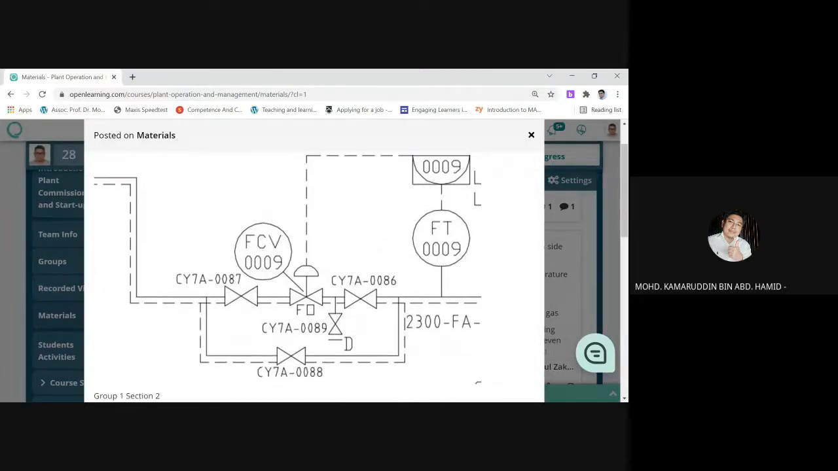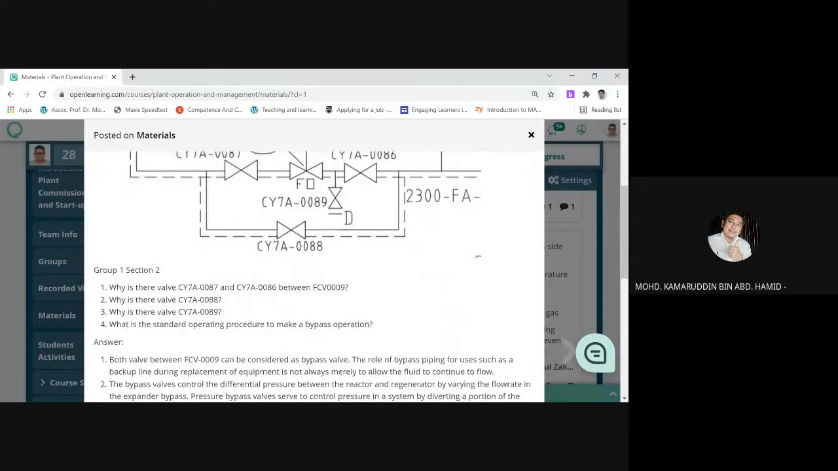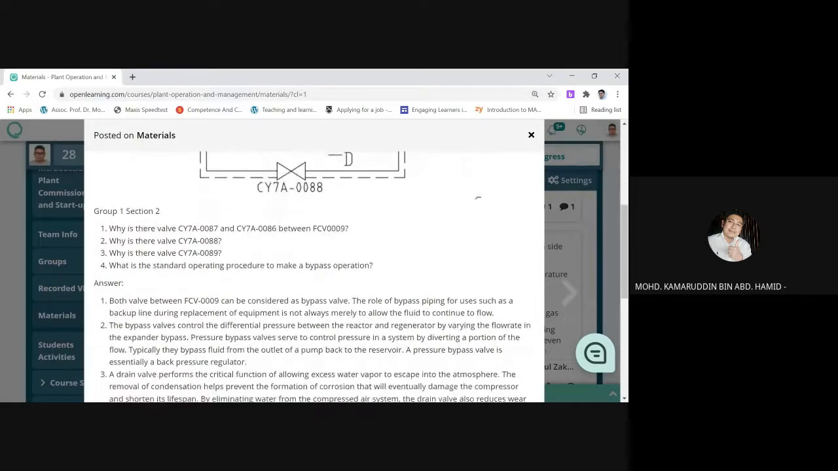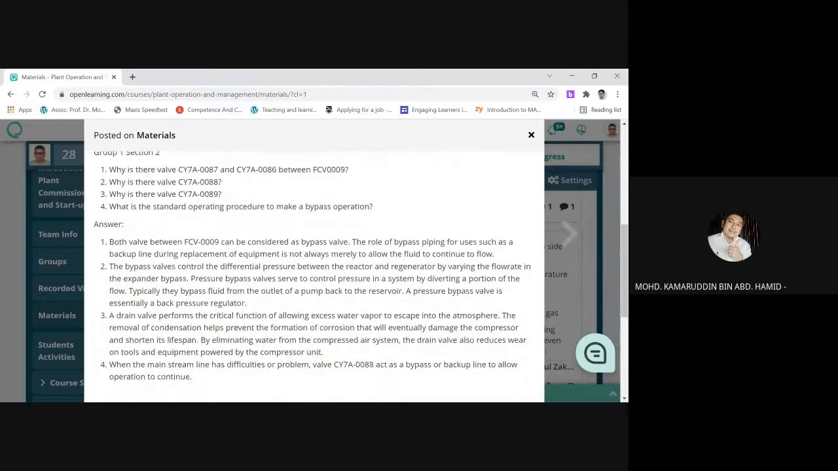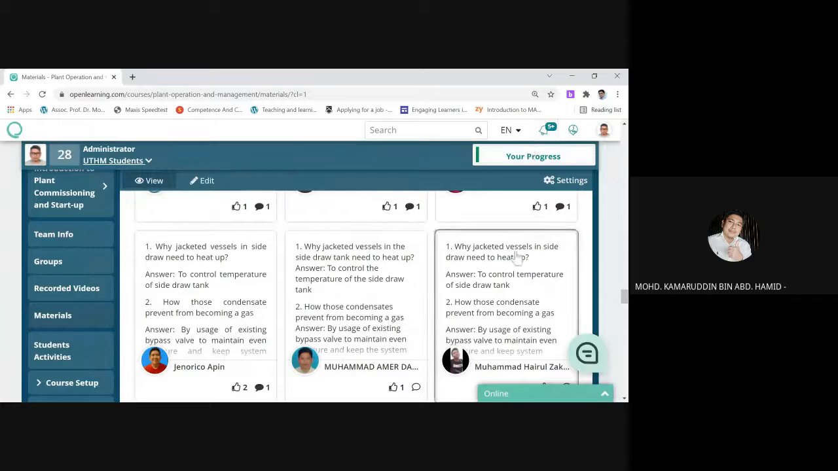Sufi, this is okay, lebih kurang sama juga. What is the standard operating procedure? Okay, we have covered this one. Okay, tadi dah. Okay, alright.